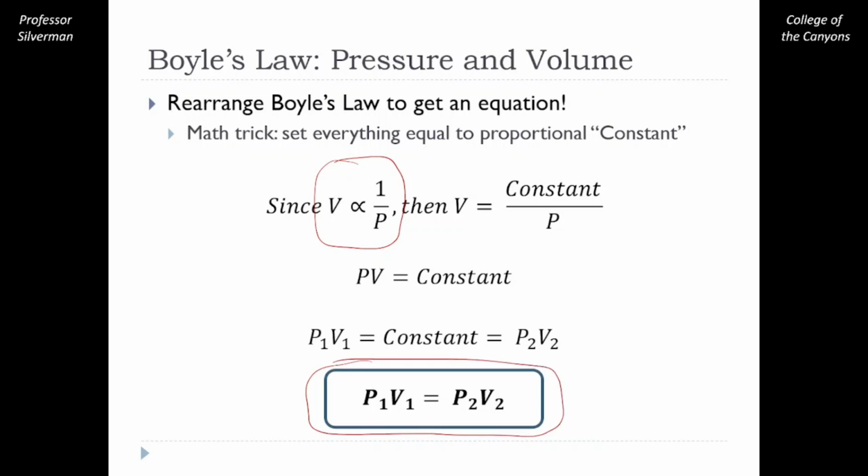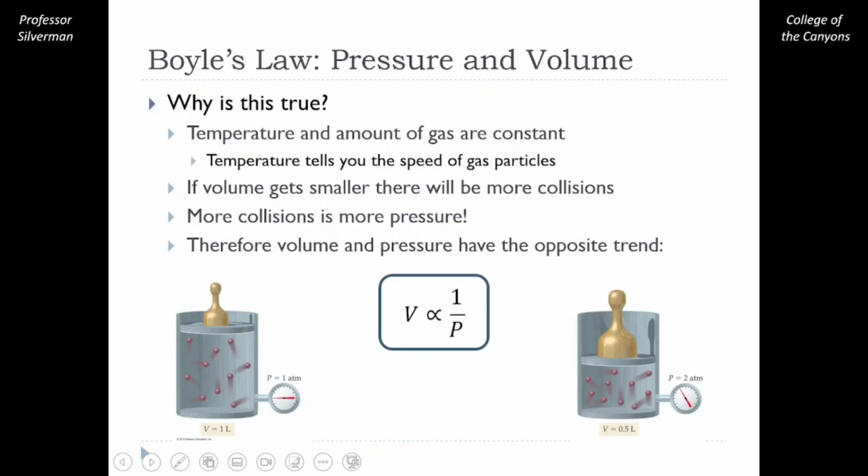We said we want to know the trend, and we want to know that useful equation. We also want to know why this is the case. We can use our kinetic molecular theory to give a logical explanation for why. In this situation, we are only changing the pressure and the volume, which means that the amount of our gas and the temperature are not changing.